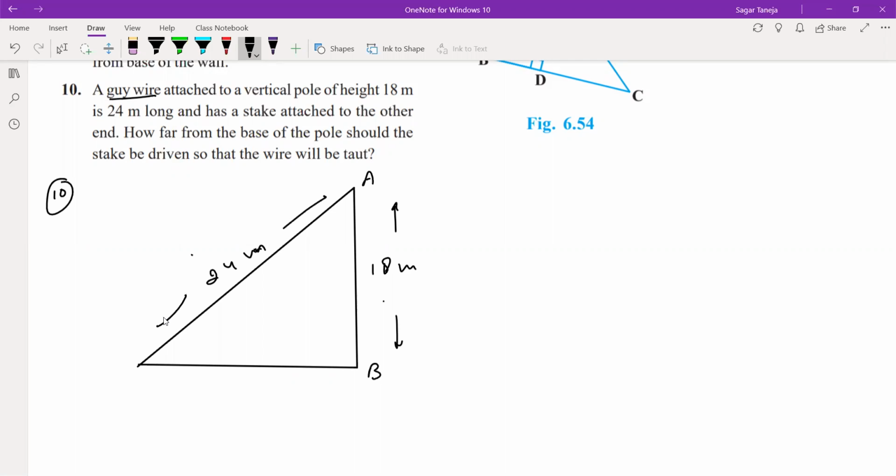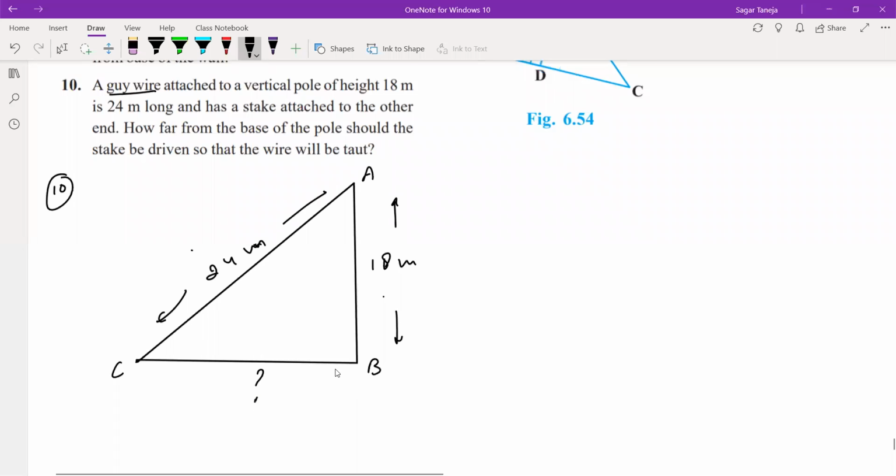So I have mentioned this side. Let's see with the point where it is attached, and has a stake attached to the other end. One side it is attached there, one side here. And how far from the base of the pole should that stake be driven so that the wire will be taut? Now how far it should be tied, we have to calculate this. So we have to find this distance. Simple.